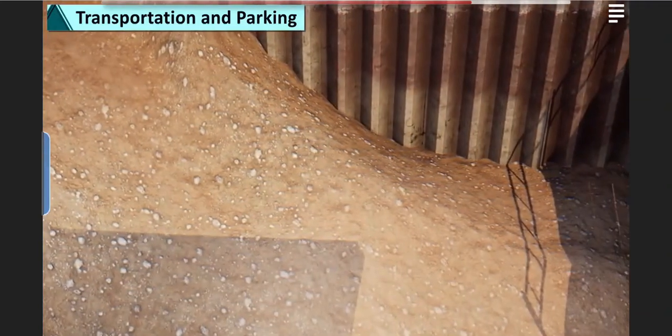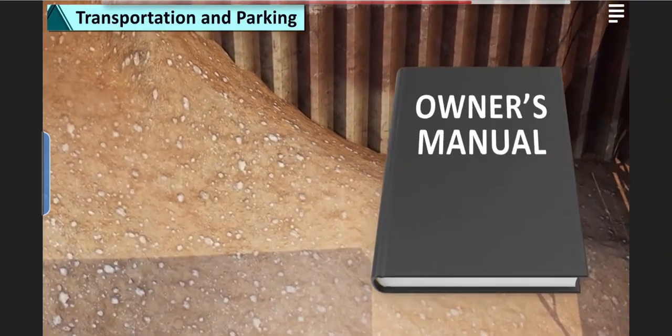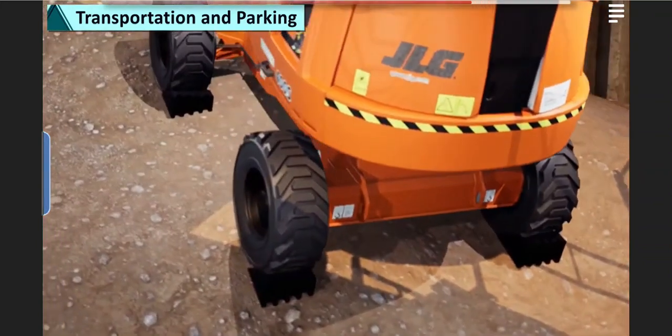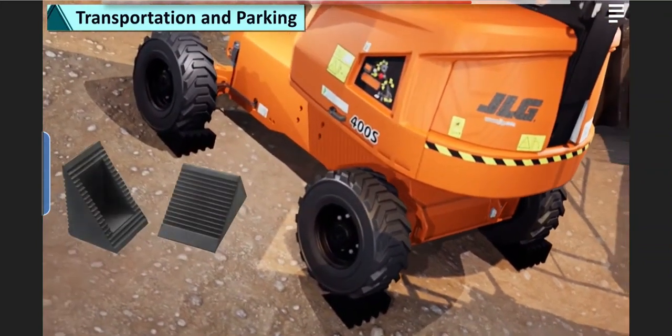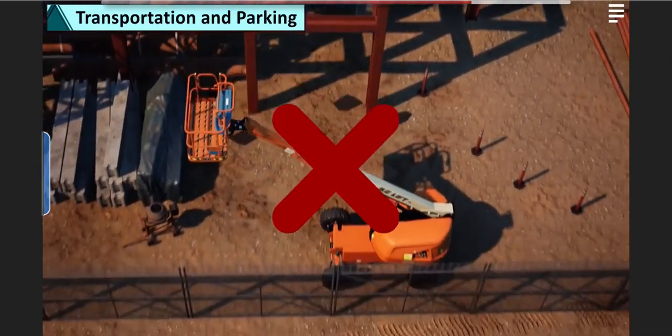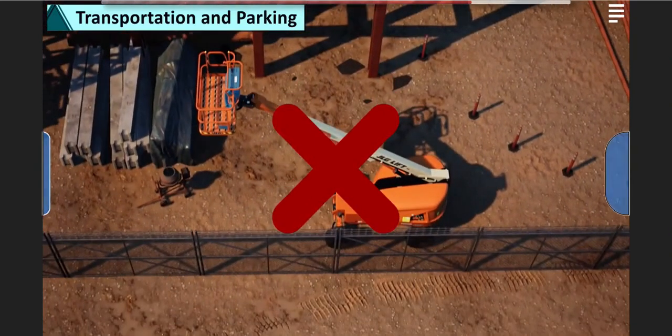If you must park on a sloped surface, consult the manufacturer's recommendations to ensure the MEWP can handle the slope. Set the brakes and use wheel chocks to prevent rolling. Do not leave the MEWP unattended with the work platform elevated unless approved by the manufacturer.